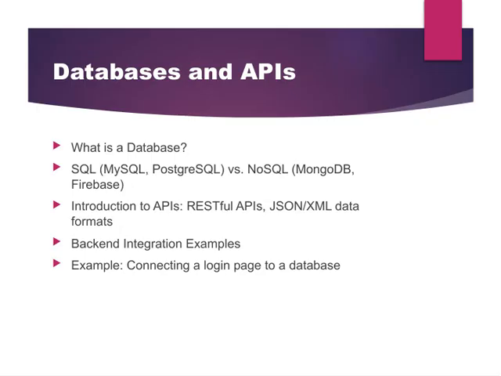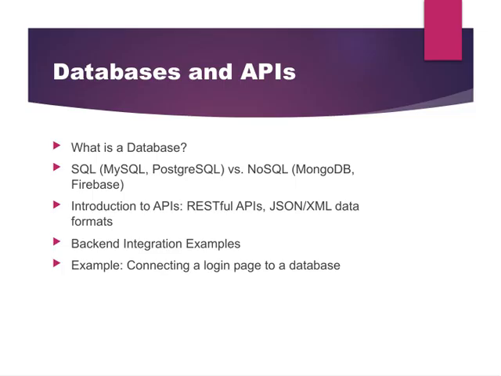Let's talk about databases and APIs, which are fundamental to building dynamic applications. So, what exactly is a database? Well, it's like a digital storage system where we keep all our data organized and accessible. When choosing a database, there are two main types to consider. SQL databases like MySQL and PostgreSQL, which are relational and use structured query language, and NoSQL databases like MongoDB and Firebase, which are more flexible and handle unstructured data well.